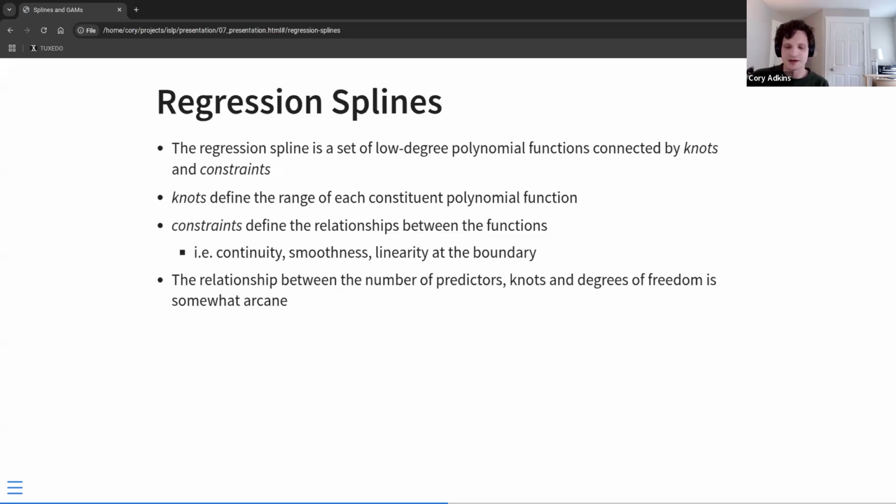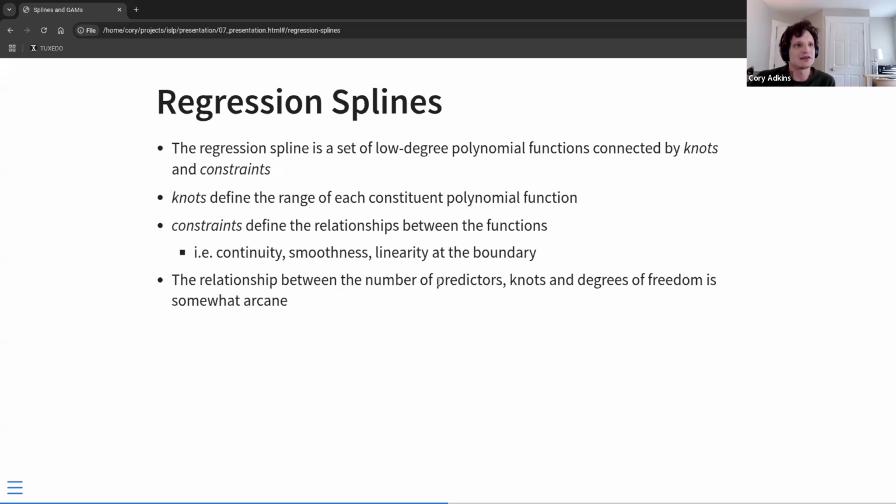Figure 7.3 is illustrating the effects of this series of constraints. You start off with just a bunch of wiggles in space that are unconnected, and as you add constraints, you get a more typical spline that we're familiar with. I think these are not hard to wrap your head around.